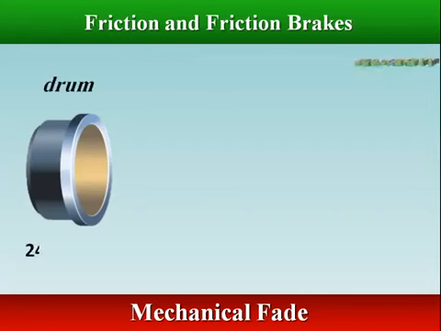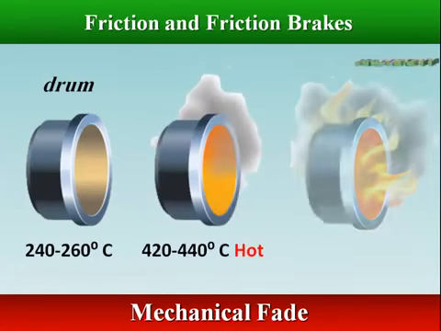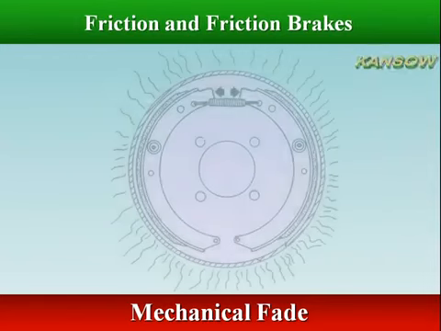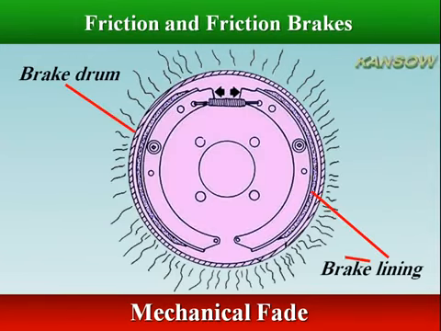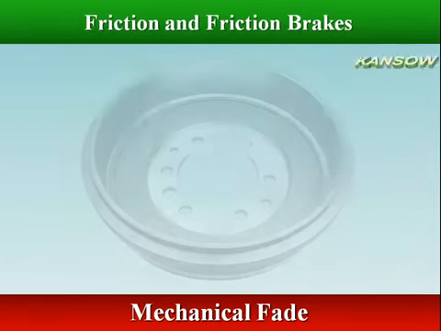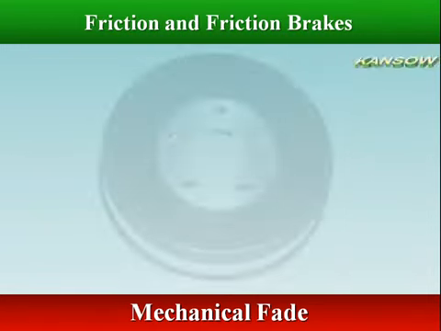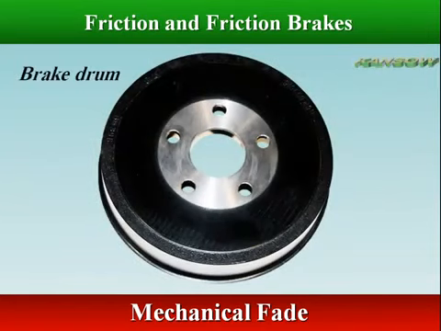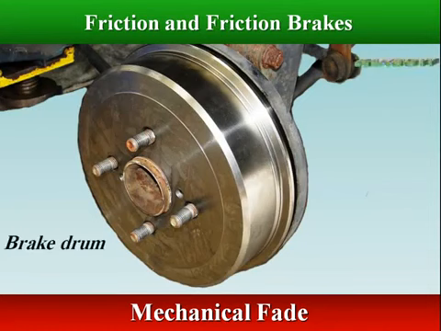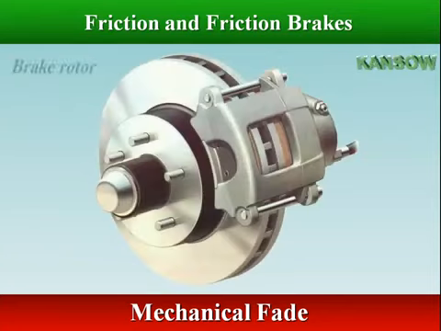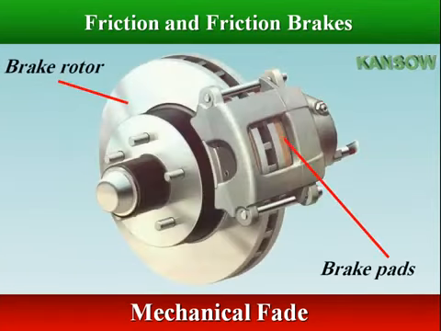Mechanical fade occurs when the brake drum overheats and expands away from the brake lining, resulting in increased brake pedal travel. Mechanical fade in drum brakes is reduced by using larger or heavier drums that absorb more heat before they expand too far. Cooling fins are also added to the drums or make them partially of aluminum to help speed heat transfer to the passing air. Mechanical fade is not a problem with disc brakes, because as a brake rotor heats up it expands toward the brake pads rather than away from them.